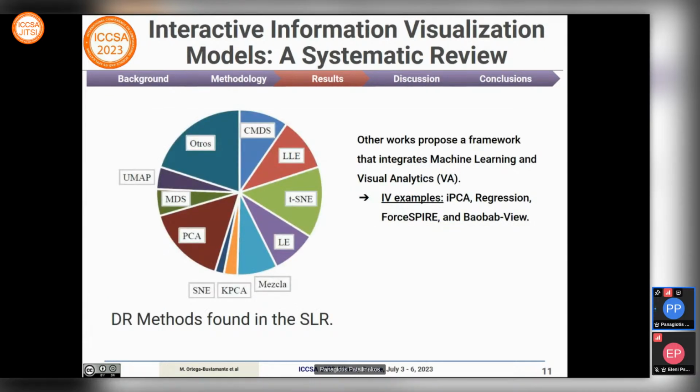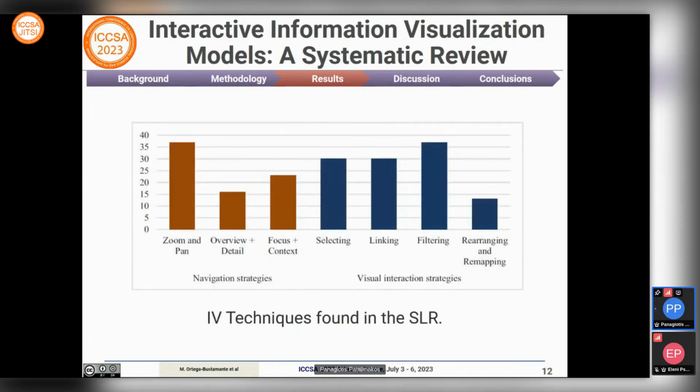While inspecting the literature, the DR methods that are found in works, as you can see, are represented in this pie chart. Some other works proposed a different framework that integrates machine learning tools with visual analytics, such as ICCSA, regression, Foursquare, etc. For the strategies of navigation, we have kind of two different types: navigation strategies and visual interaction strategies.